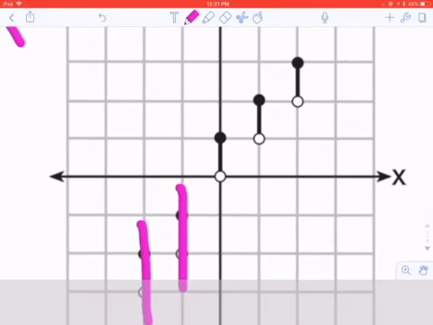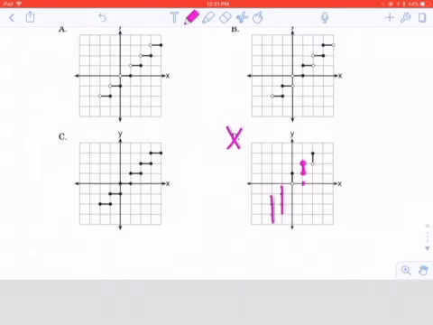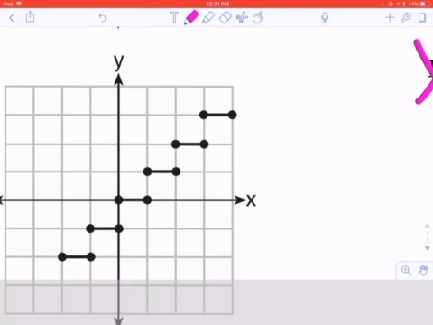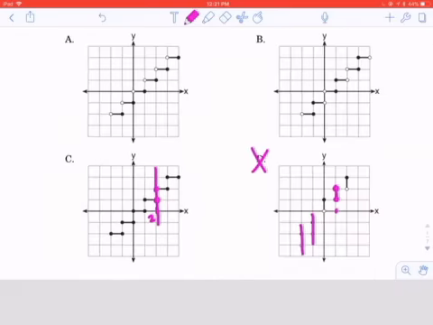So, if you take a look at this right here, all of these points here are y values for the same x value of 1. So therefore it fails the vertical line test. C also fails the vertical line test because check it out right here. When x is 2, y is 1 and 2, and we can't have multiple y values for one x value.